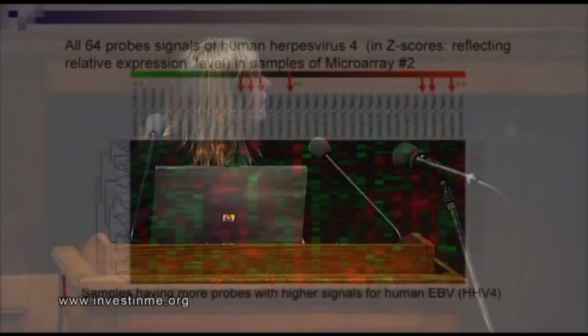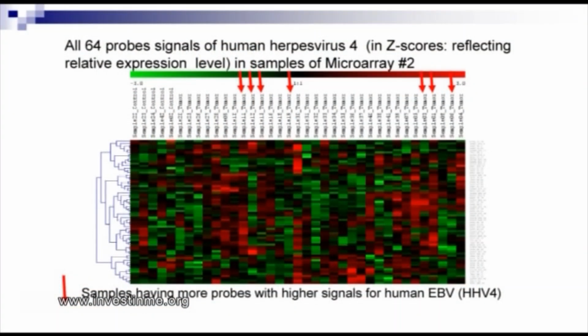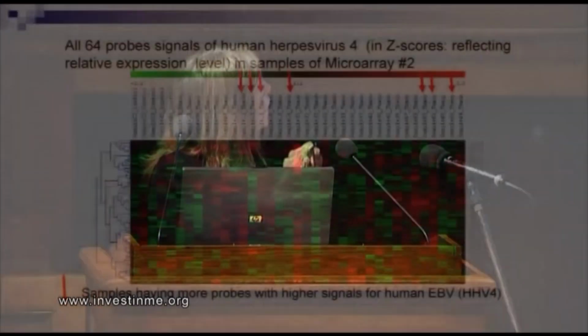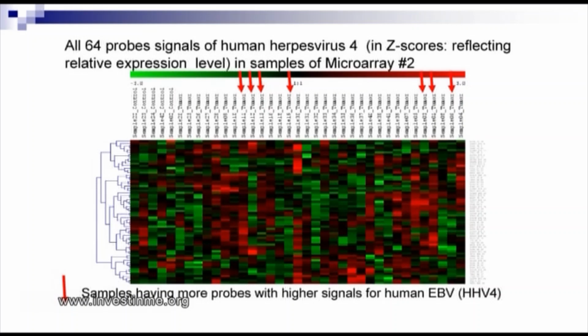At any rate, this is one that I wanted to talk a little bit about, EBV, HHV4, and this is looking at all 64 probes. So there are 64 probes for that virus on this array, and you can show the hierarchical clustering analysis and just individual ranking that Jonathan showed us earlier, where the green shows a low level of virus and the red meaning it's hot.